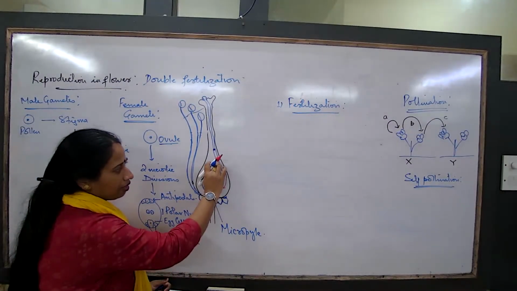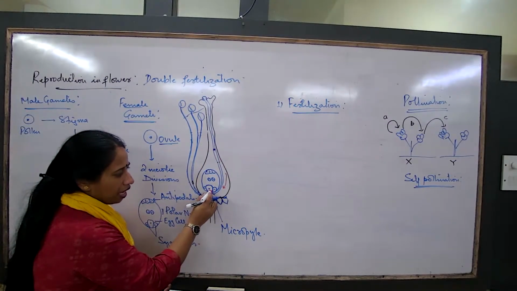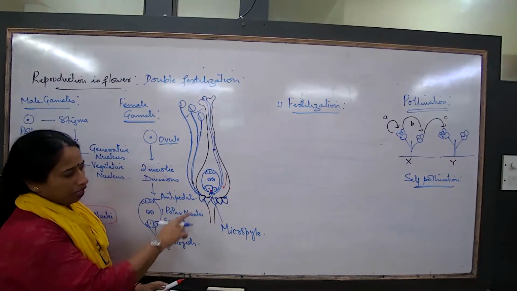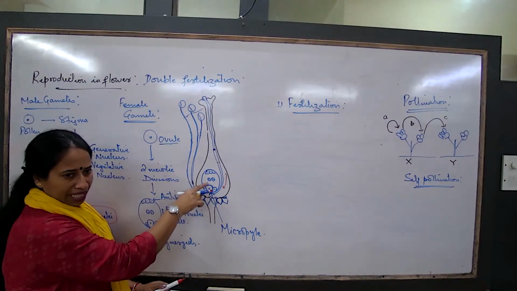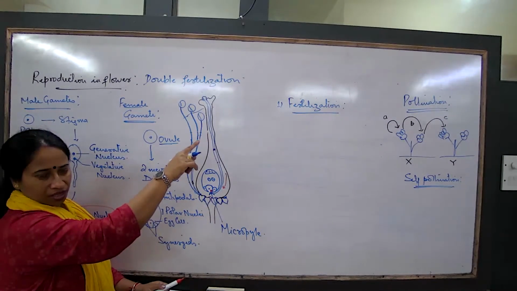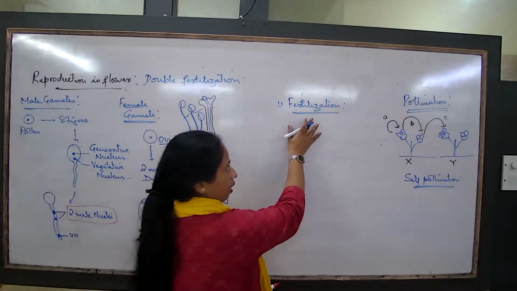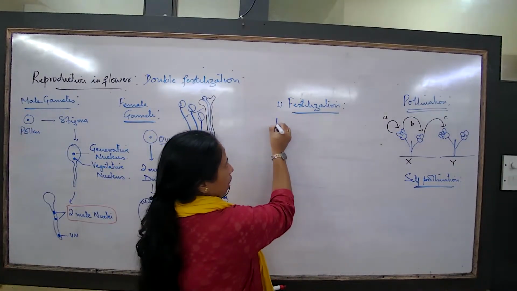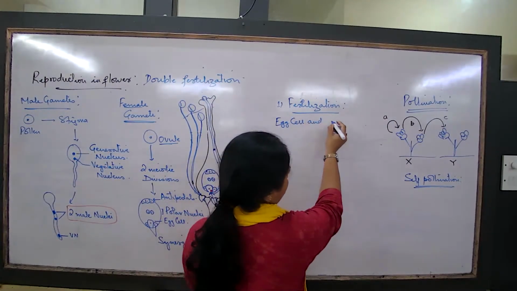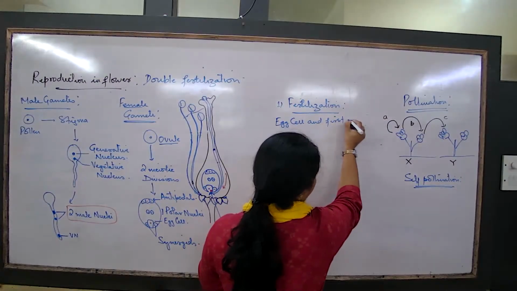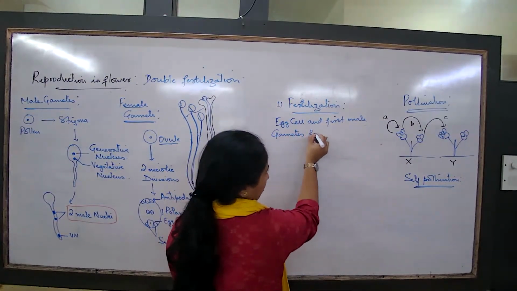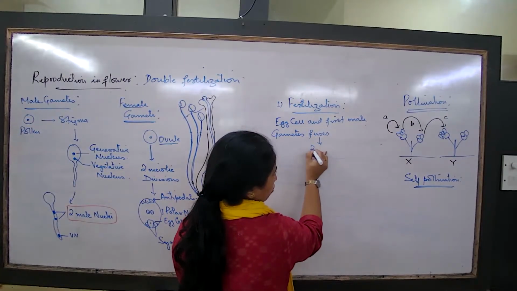So I understand that this first male gamete has come in contact with the egg cell now. It has entered. This process of fusion of the first male gamete and the egg cell is what is known as fertilization. What will it give rise to? Zygote. So what is it? Fusion of one male gamete. So I would write the egg cell and the first male gamete fuse, and they will give rise to the zygote.